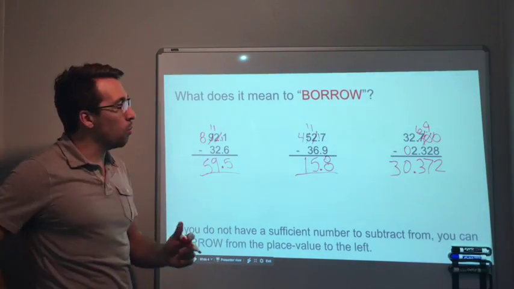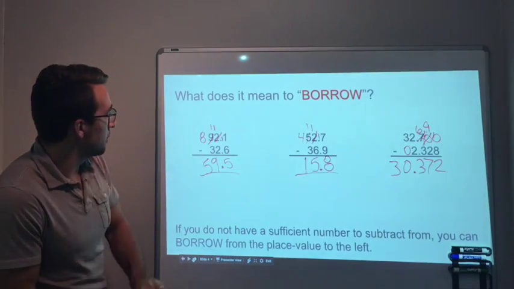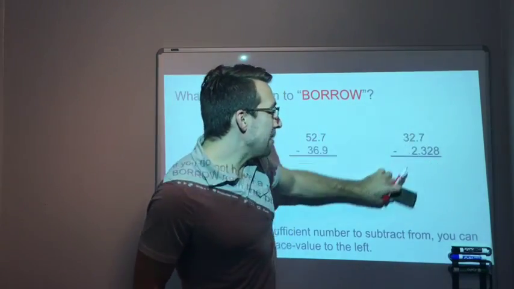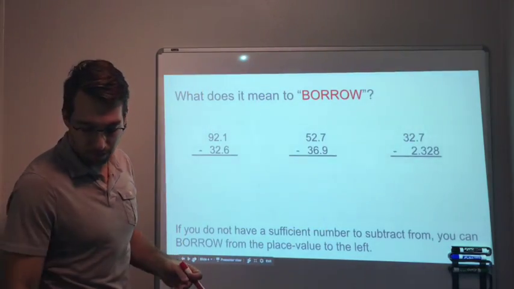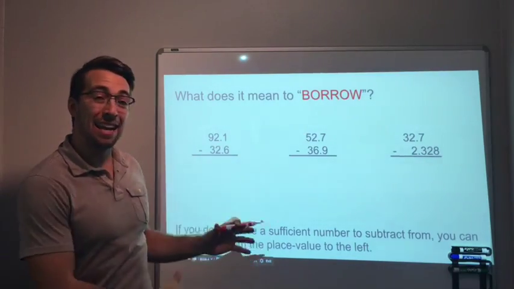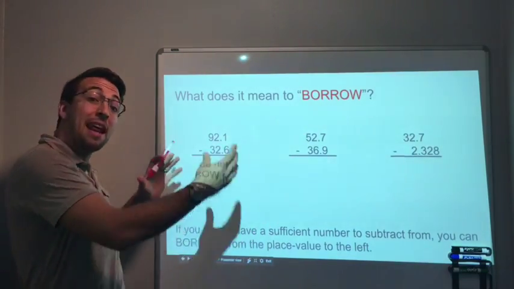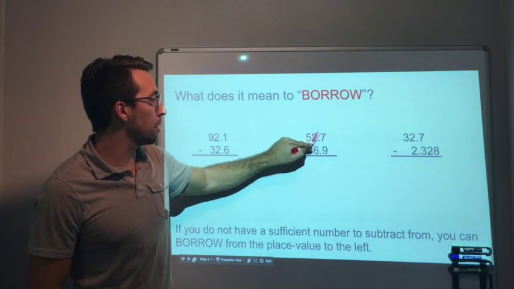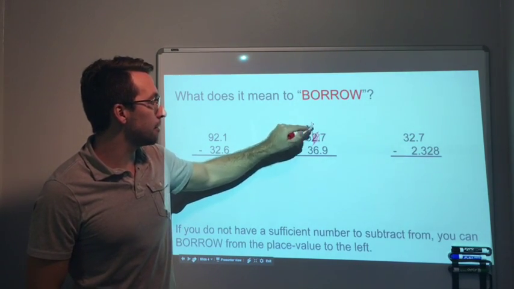Now, let's look at this. To borrow, what does it mean? All right? To borrow, what does that mean? The same exact questions that we just dealt with. All right, here we are. When we borrow, we're taking a value from the next place value. So here, we'll just start with the 2, okay? We're going to mark that out, and we have 1 left.